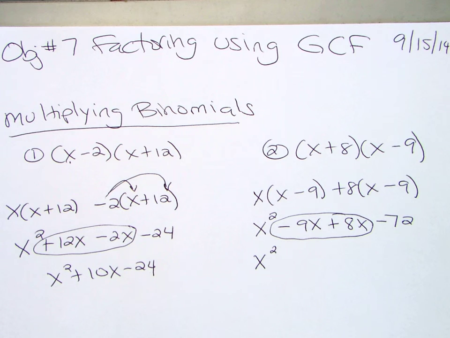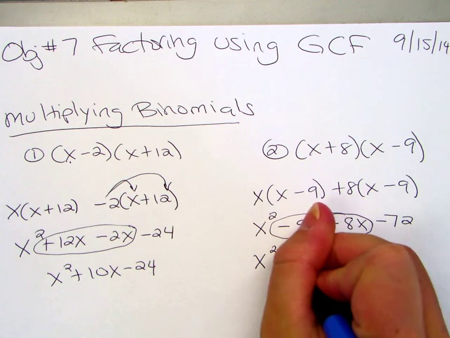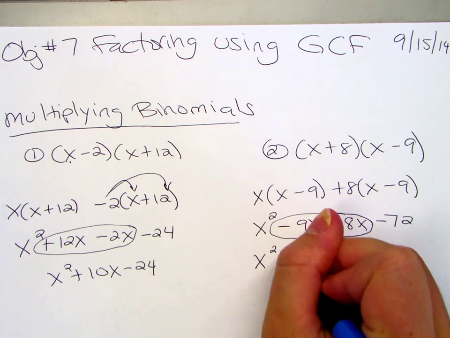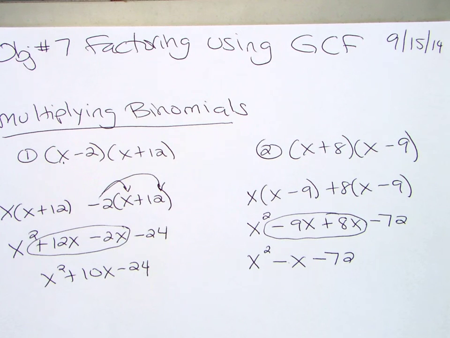All right, negative 9 plus 8 is negative 1. So negative x minus 72. You can put the 1 in there if you want. You don't have to. It's up to you, whatever you're more comfortable with.